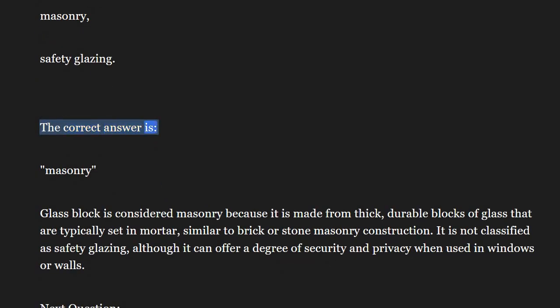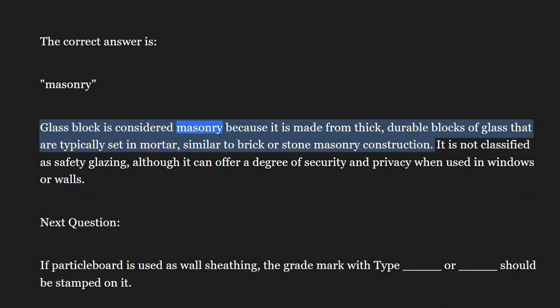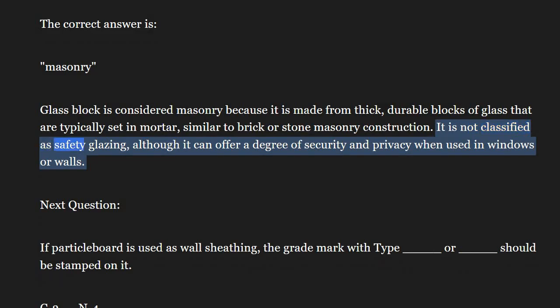Next question. Glass block brick is considered double glazing, hazardous, masonry, safety glazing. The correct answer is masonry. Glass block is considered masonry because it is made from thick, durable blocks of glass that are typically set in mortar, similar to brick or stone masonry construction. It is not classified as safety glazing, although it can offer a degree of security and privacy when used in windows or walls.